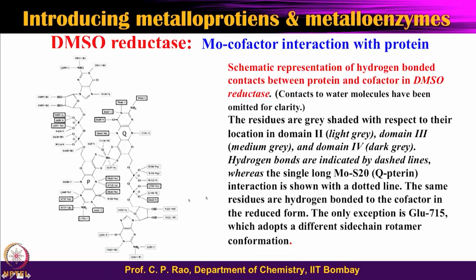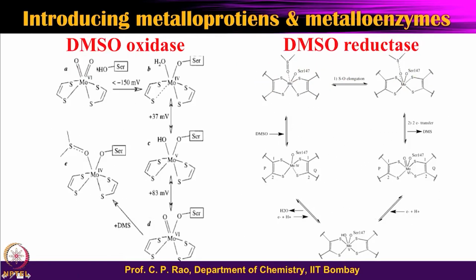So, this is how the cofactor is buried inside the DMSO reductase. This part is the cofactor, and these are all interactions, etc. You can sit and have a look at that, it is not very important here. Now, DMSO oxidase, DMSO reductase. So, you have the molybdenum 6 oxidation state, which will have about minus 150 millivolts.